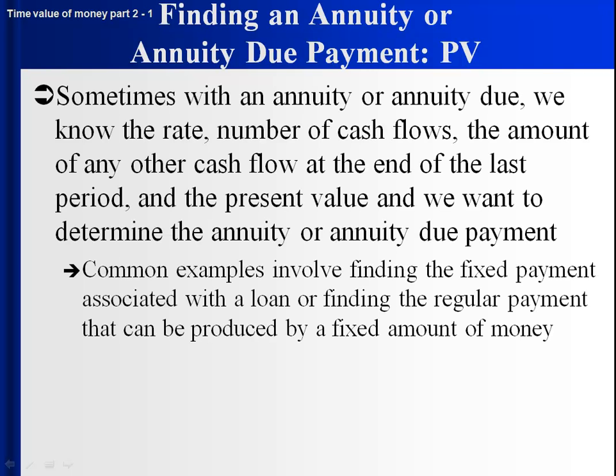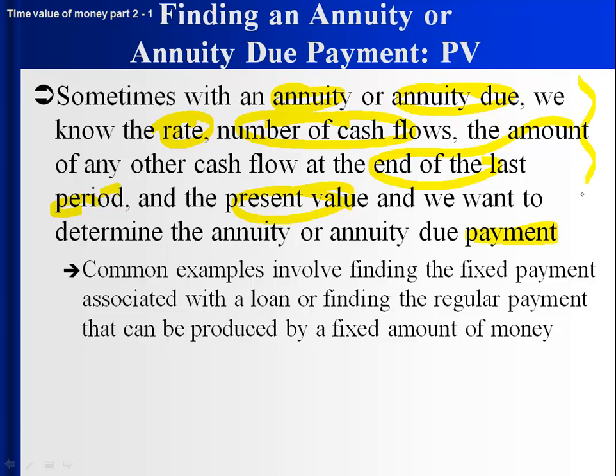So sometimes if we have an annuity or an annuity due, we know a lot about it. We know the rate, we know the number of cash flows, we know if there's an extra cash flow at the end of the period, and we know the present value. So we know how much an annuity is worth, we know when it makes cash flows, and we know how many there are, we know what the rate is, and what we want to find is the payment, the cash flow associated with that annuity or annuity due.